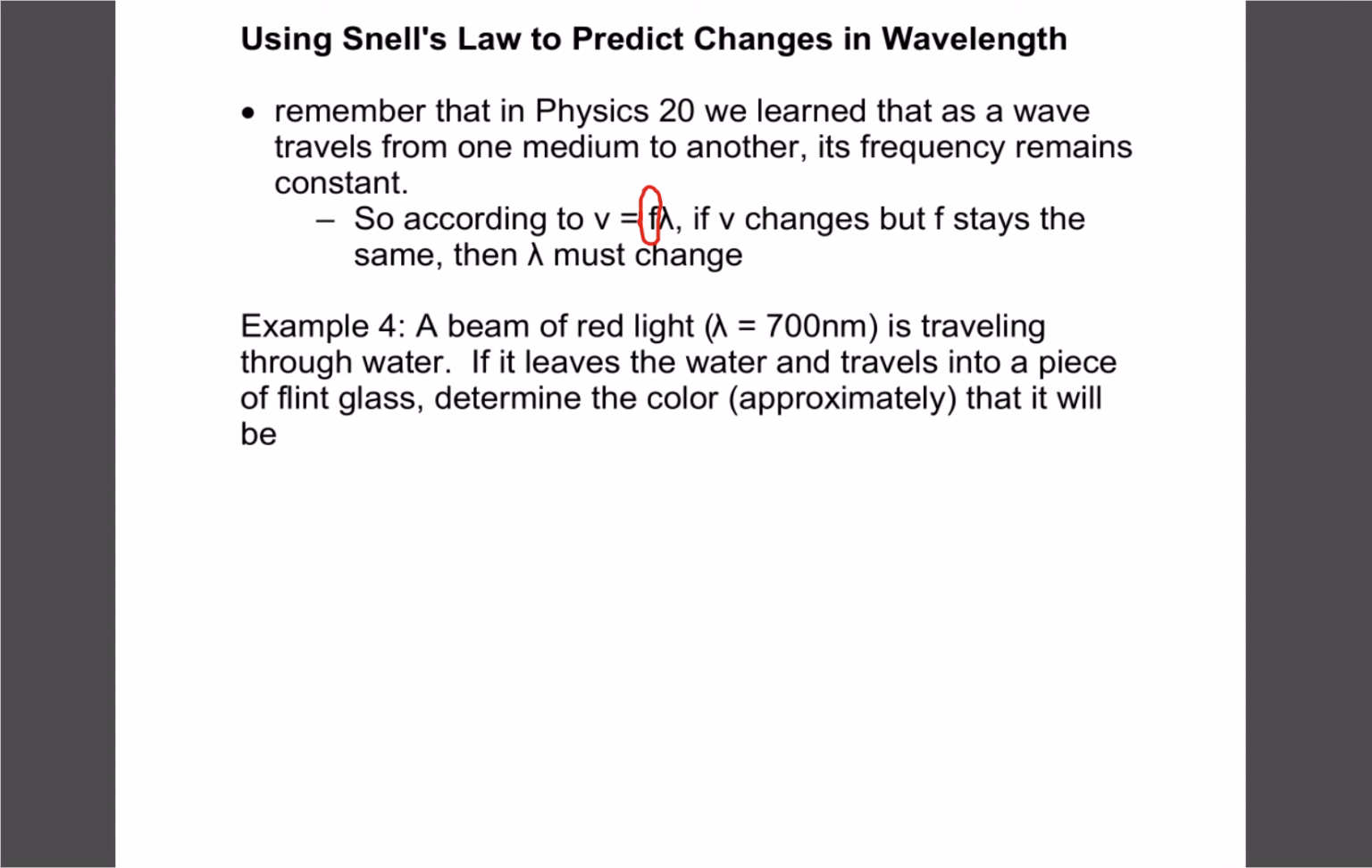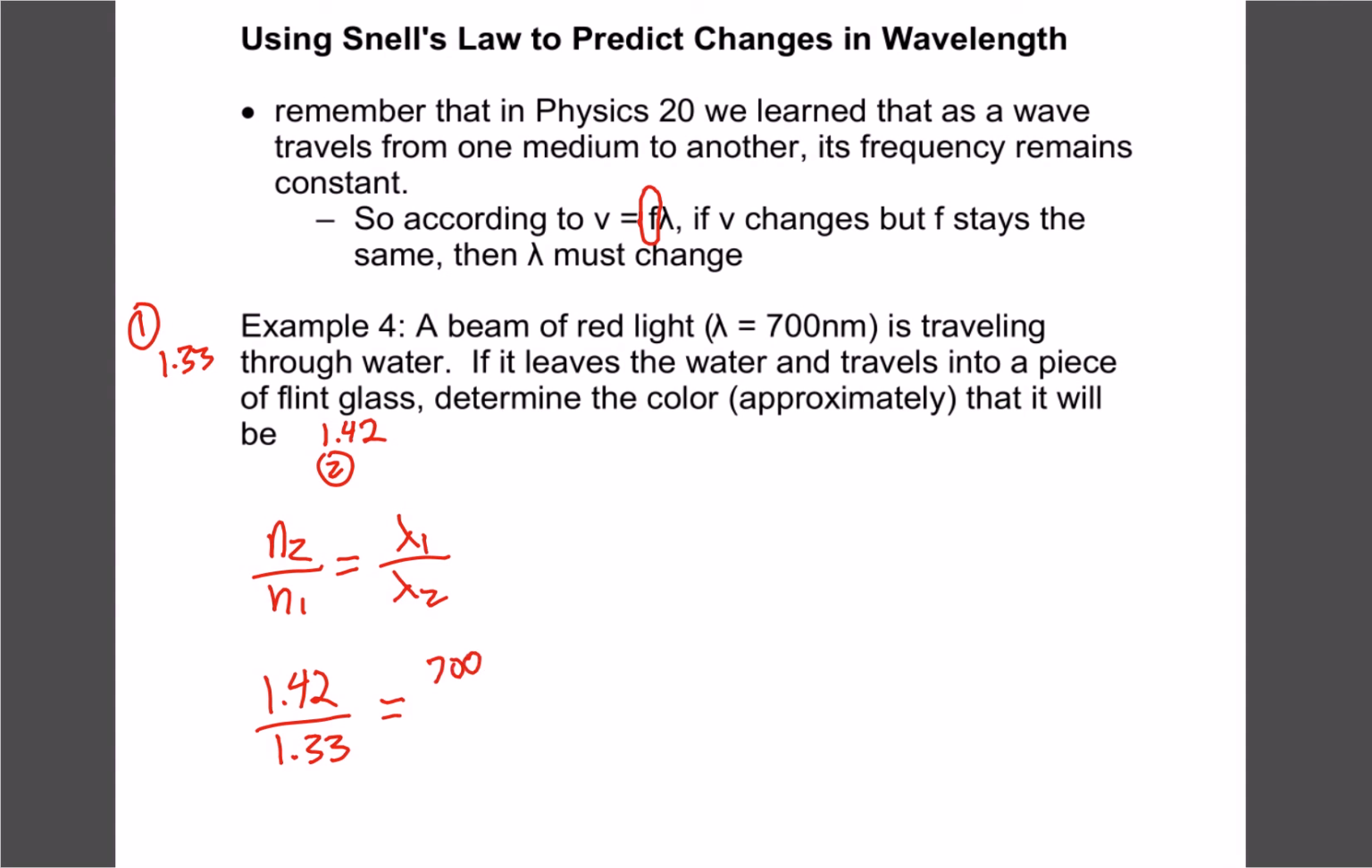In this case, let's say we've got red light going through water, and it goes into glass. I forgot to write down the indexes, but for water we'll use 1.33, and for flint glass I think we use 1.42. It doesn't really matter what the numbers are. If we use our formula again, n2 over n1 will equal wavelength 1 over wavelength 2. Let's call 1 our water, and 2 will be our glass. So we'd have 1.42 over 1.33 equals, water was number 1, so that'll be our 700 nanometers, and we don't even need to change the units.